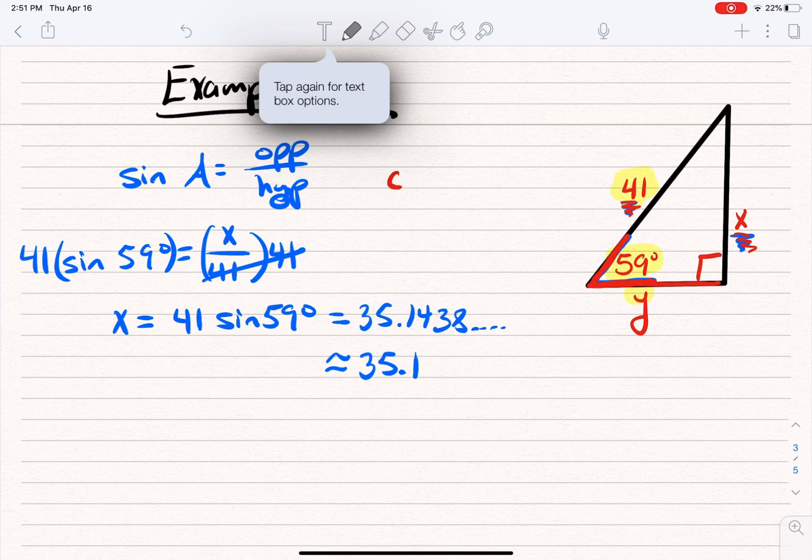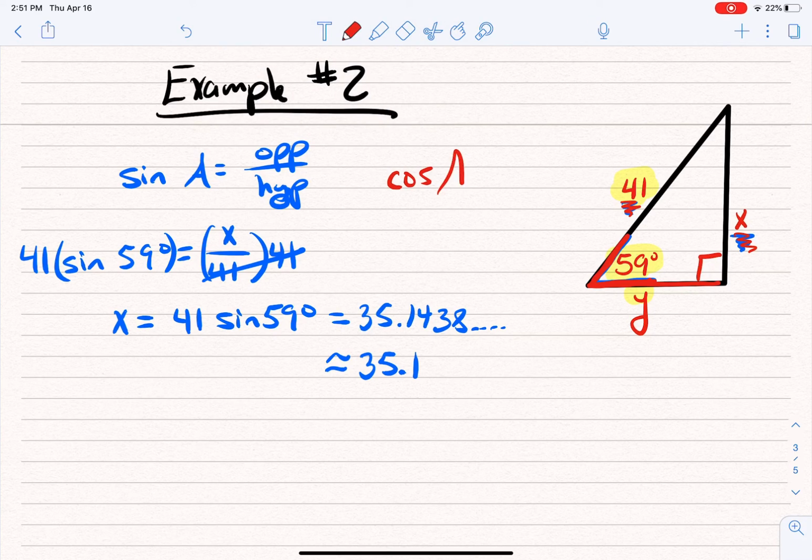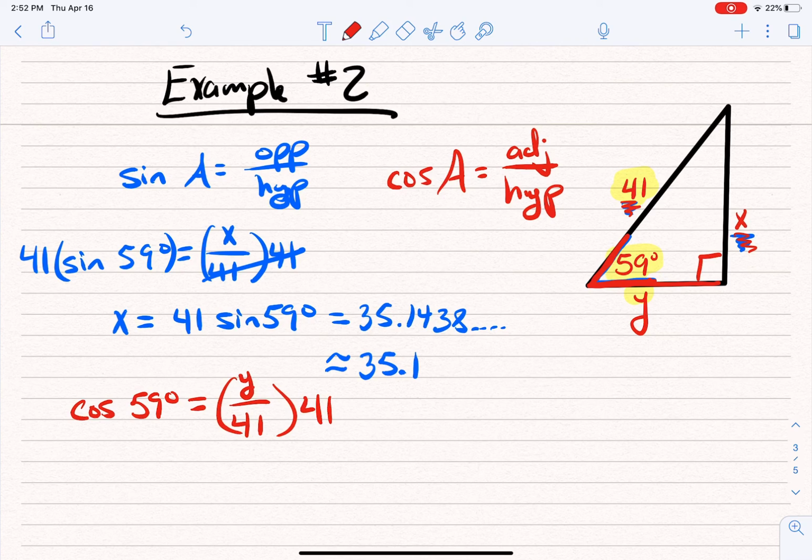And so what I'll do is I'll say, all right, I know that cosine of any angle is equal to the adjacent side over the hypotenuse. So I say that the cosine of 59 degrees is equal to adjacent, which is y, over the hypotenuse, 41. Multiply both sides by 41, just like we did last time. The 41s cancel out, and I'm left with y is equal to 41 times the cosine of 59 degrees.